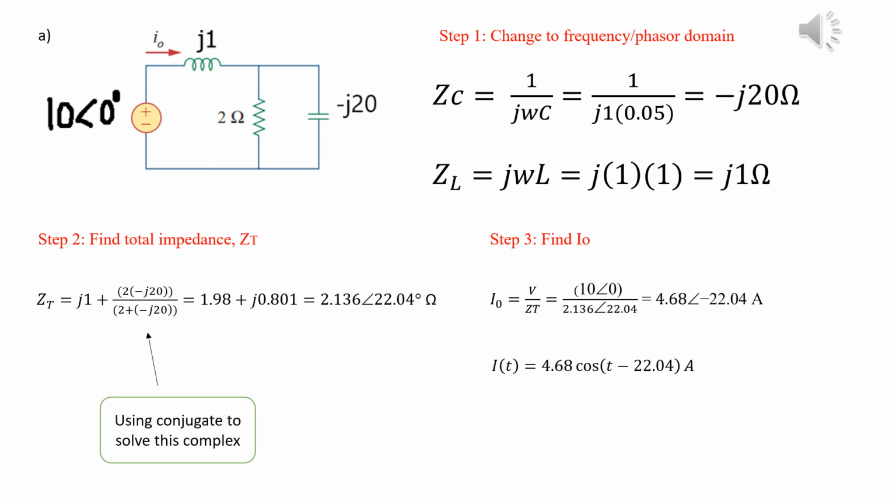Now by using Ohm's law, V equals IR, so I0 is equal to V over the total impedance, which is equal to 10 angle 0 degrees divided by 2.136 angle 22.04 degrees, and the final answer will be 4.68 angle negative 22.04 degrees ampere. Now we change the phasor domain into the time domain, which is i(t) equal to 4.68 cos(t minus 22.04 degrees) ampere.